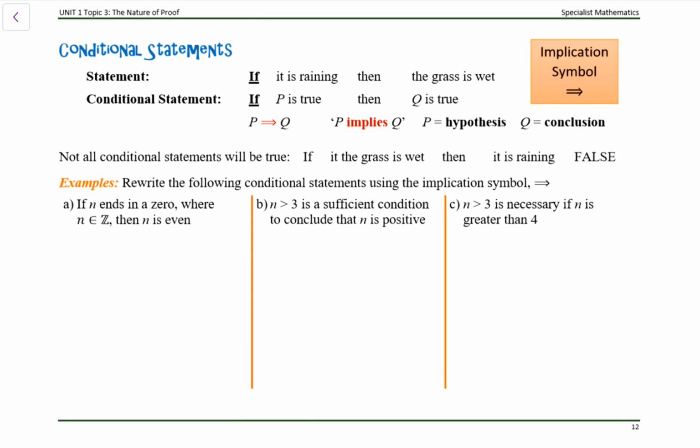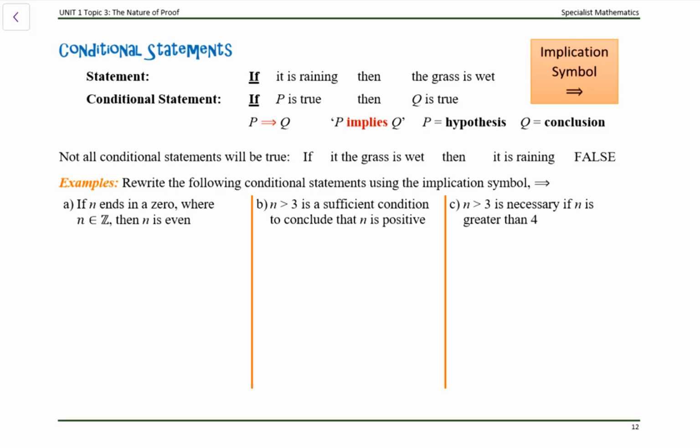Conditional statements. So the statement, if it is raining, then the grass is wet. Okay? The conditional statement is if P is true, then Q is true, or P implies Q, and we use that double arrow symbol. So P implies Q, P equals the hypothesis, Q is the conclusion.